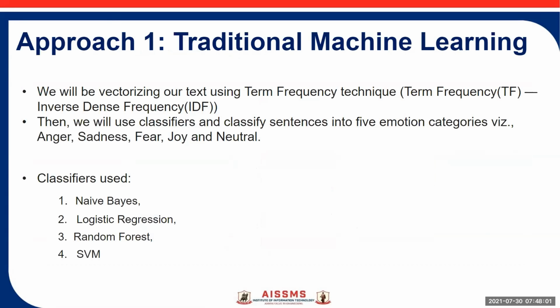Coming to our approaches, the first one, that is our traditional machine learning approach. Herein, what we have done is we have vectorized our text using TF-IDF, that is the term frequency inverse document frequency technique. What is done in this is that it quantifies a word in the sentence, that is, it signifies the importance of the word in the corpus. Then we will use different classifiers and classify these sentences into our 5 emotion categories.